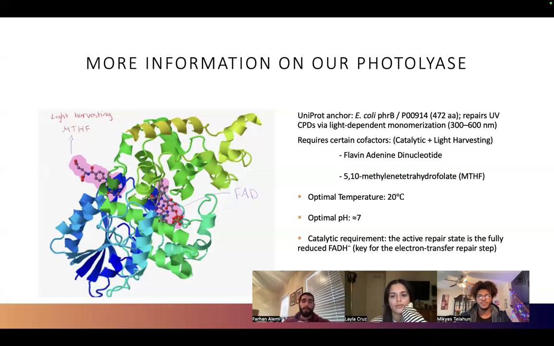Then we used Pfam and InterPro domain analysis, and that basically showed us that it had two notable domains, which were the N-terminal photolyase domain and a C-terminal FAD binding domain. So these were the two major players, and also we ran it through ExPASy, and we saw some of the basic information, such as the length, which was 472 amino acids, the molecular weight, which was 53.7 kDa, and the theoretical pI, which was 7, so completely neutral.